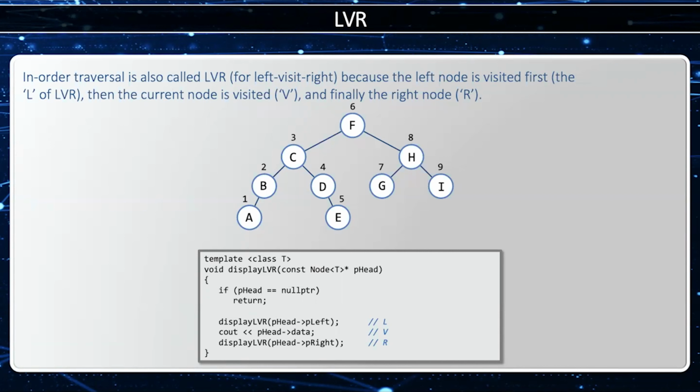Our function we call display LVR, and we take the pointer to the head, and then we make a recursive call on P head arrow P left, which is the left branch. Then we take a look at our current node, which is the visit, and then we take a look at our right one, which is P head arrow P right. So if I have these 9 nodes in a binary tree, I'll first visit A, and then B, then C, then D, then E, then F, and so on. Let's take a look at how that plays out.